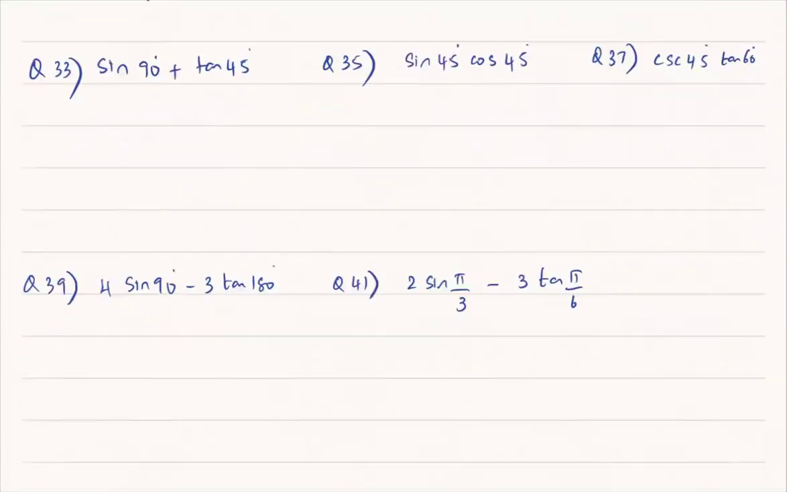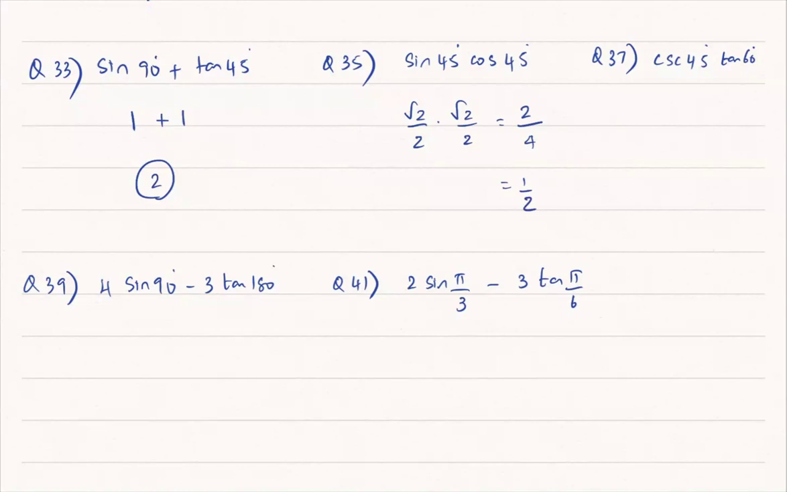Next, sine 90 plus tan 45. Sine 90 is 1, tan 45 is also 1, 1 plus 1 is 2. Sine 45 root 2 over 2 times cosine 45 is root 2 over 2. Root 2 times root 2 is 2, 2 times 2 is 4, so the answer is 1/2.